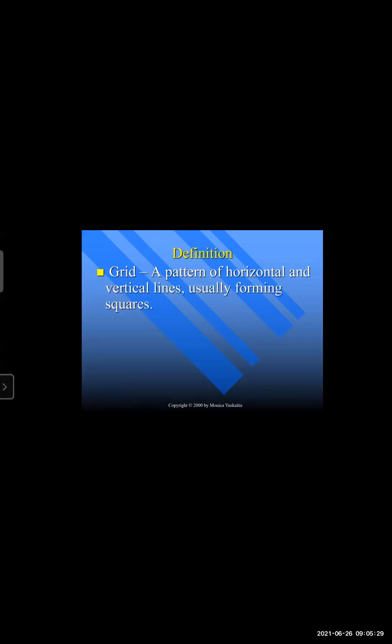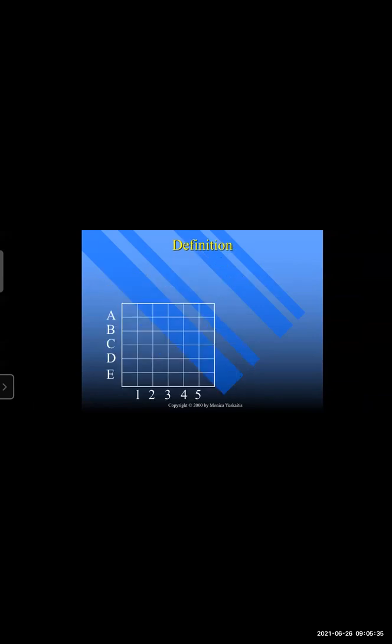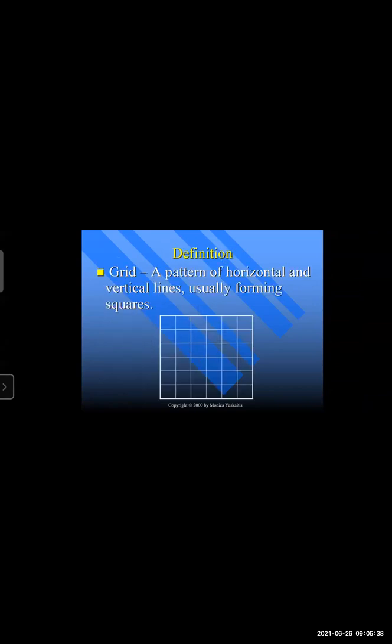So here again, we discuss all these things briefly, with definitions. What is meant by a grid? A pattern of horizontal and vertical lines, usually forming squares. See in the figure, it follows a pattern. There are horizontal and vertical lines and they form squares. That is called a grid. This one is called a grid.